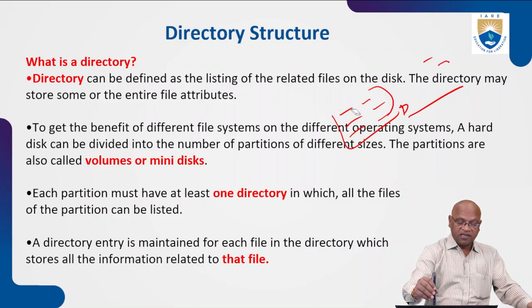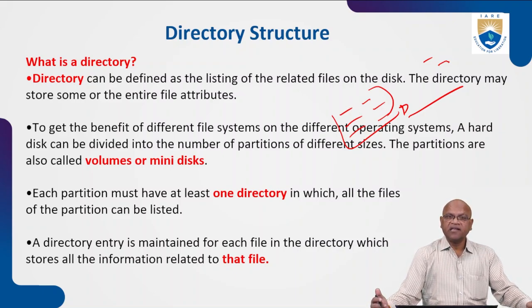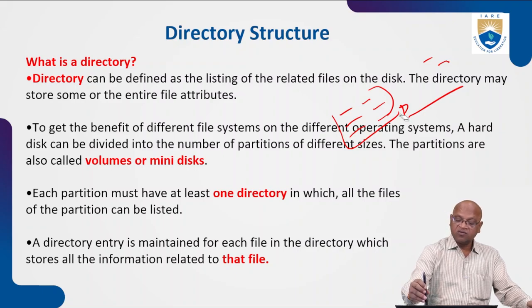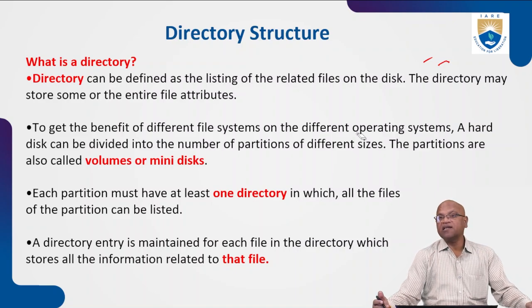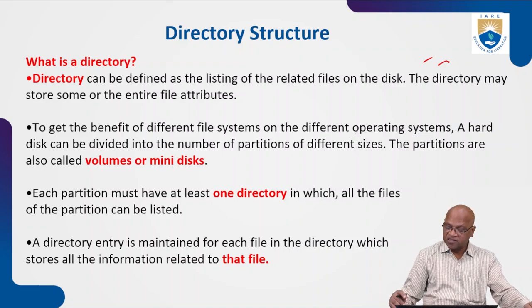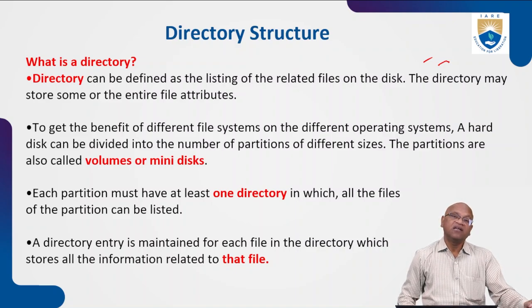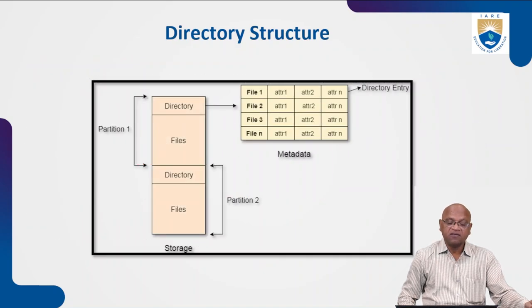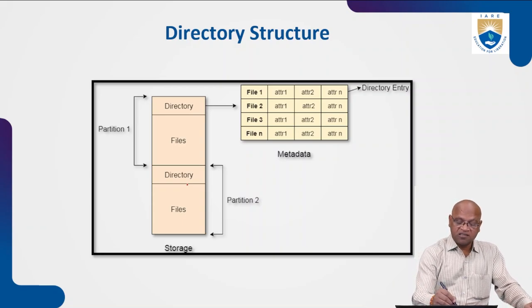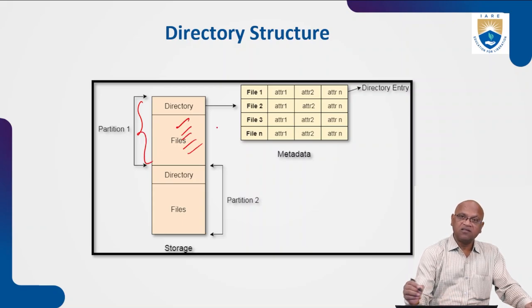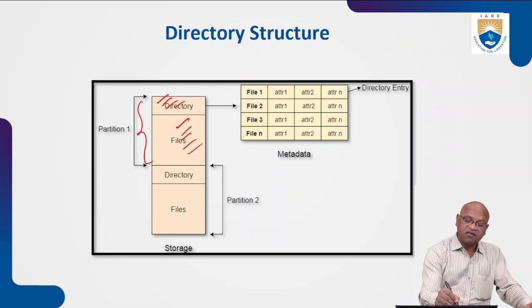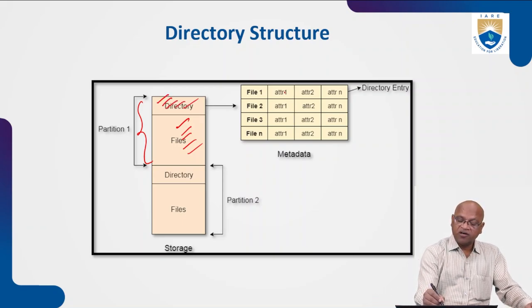A directory entry is maintained for each file in the directory, which stores all the information related to the file. The directory has the files of that partition, and in the directory we maintain the complete information about the files. Whenever a file is saved in the C drive or D drive, an entry is made, along with the file blocks. This is the directory structure. In partition one, the files available on this hard disk are maintained in the directory, which holds the file one attributes.